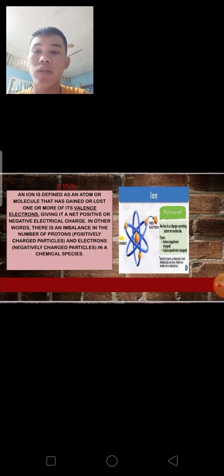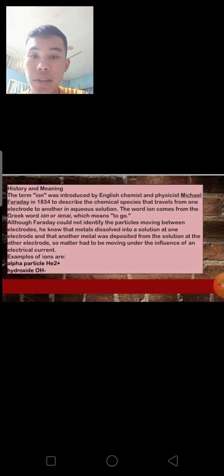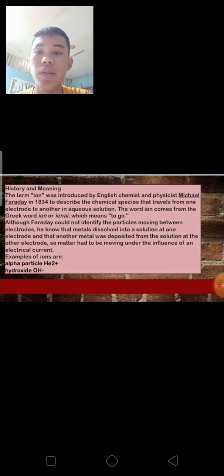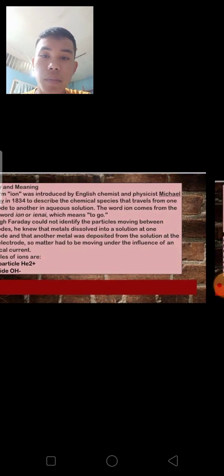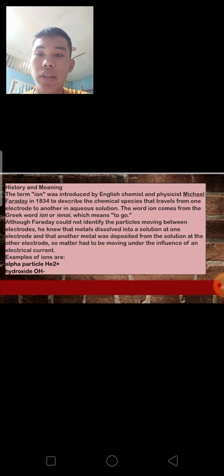more valence electrons, giving it a net positive or negative electrical charge. In other words, there is an imbalance in the number of protons and electrons, giving a net electrical charge in a chemical species. History: the term ion was introduced by English chemist and physicist Michael Faraday in 1834 to describe the chemical species that travels from one electrode to another in an aqueous solution. The word ion comes from the Greek word ion, from ienai, which means to go.